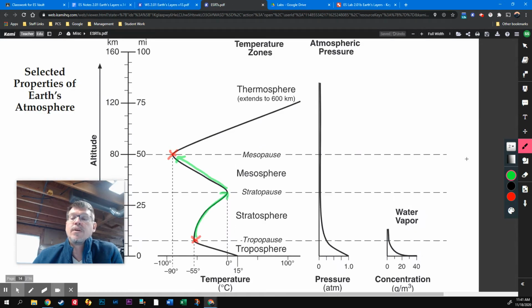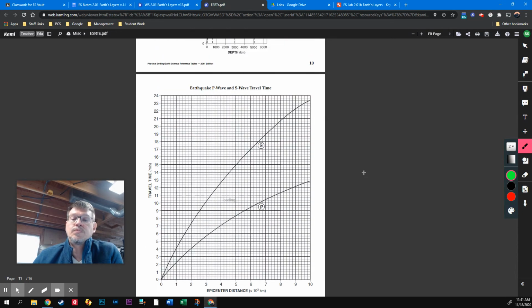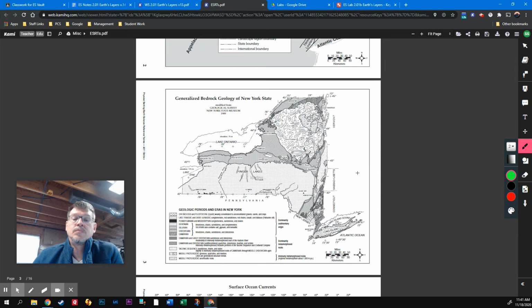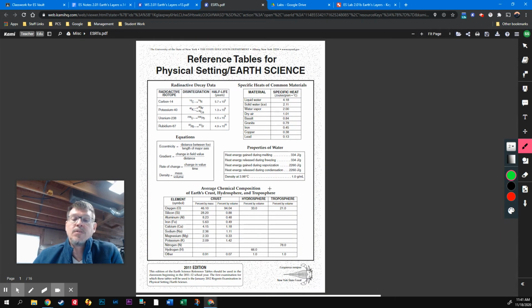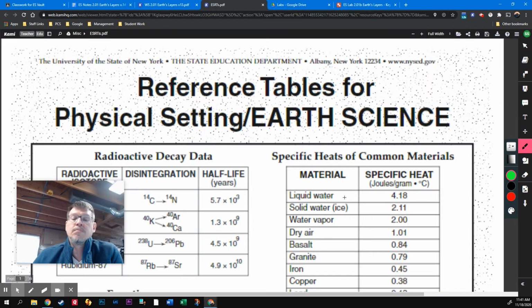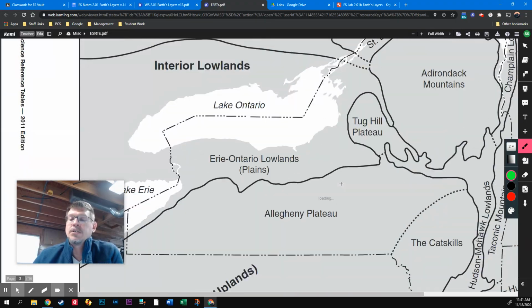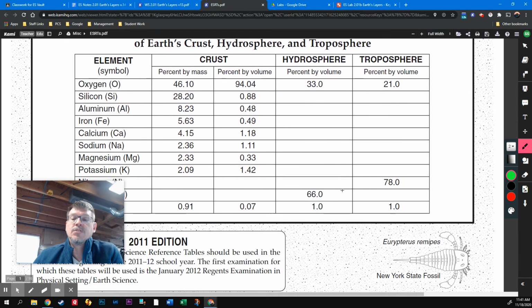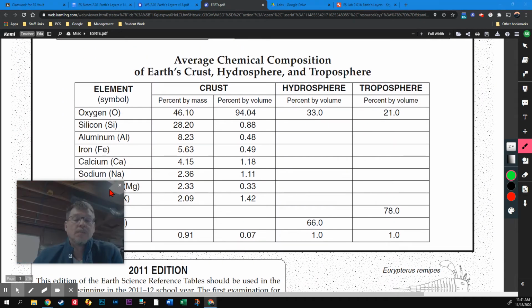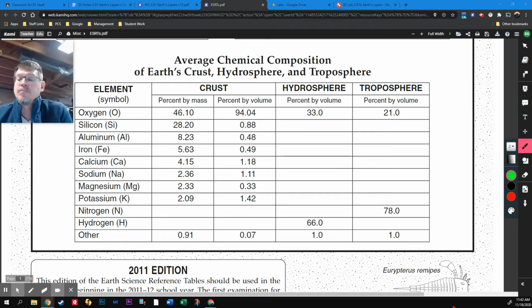So I want to go to my reference tables, and I want to go to page 1, all the way at the beginning. And I have average chemical compositions of the Earth's crust, hydrosphere, and troposphere. So that's the table that I'm interested in. So going down to that, what I want is the chemical composition of the Earth's hydrosphere. So I'm going to move this out of the way a little bit. All right, so the hydrosphere, it's 33% oxygen, 66% hydrogen, and 1% other.